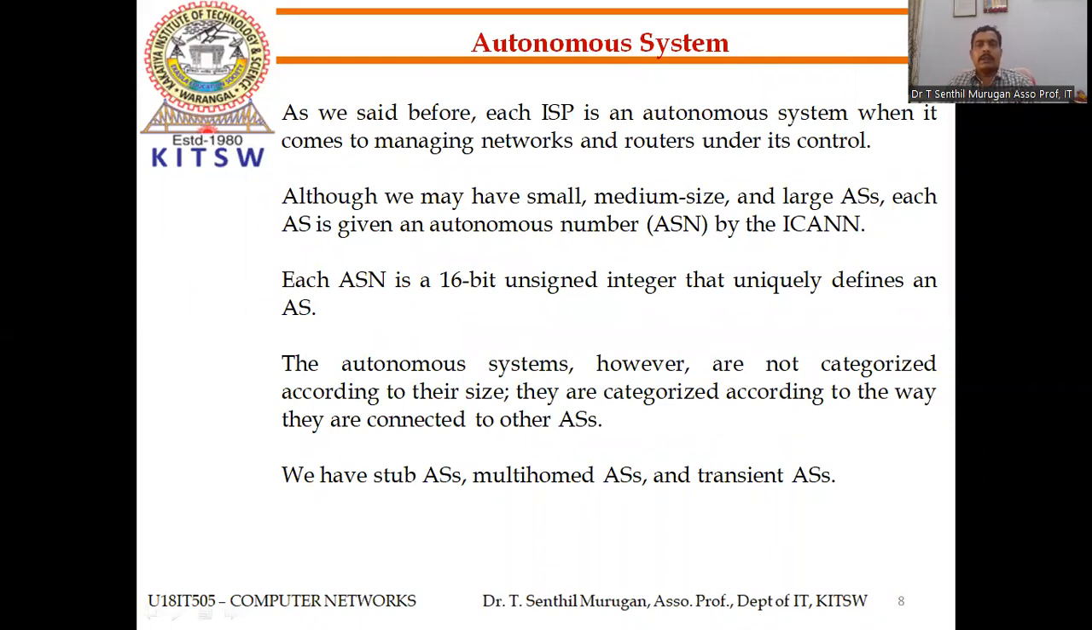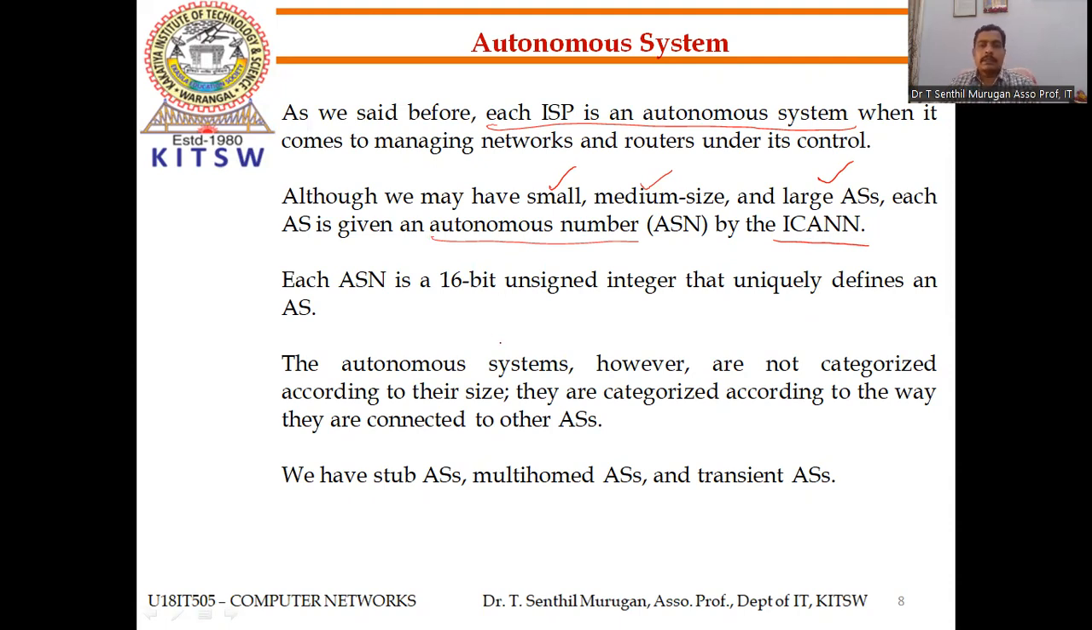If an autonomous system is there, say some service provider has an autonomous system. For example, each ISP is an autonomous system, and it manages the networks and routers under its control. There are different sizes: small autonomous systems, medium-size autonomous systems, and large autonomous systems. Each system has an autonomous system number. Who provides this number? ICANN, the Internet authority for assigning numbers.